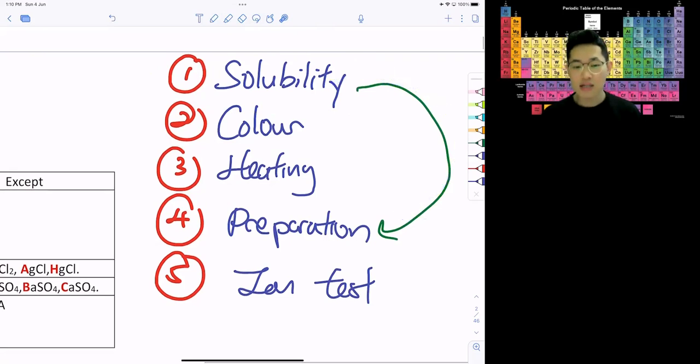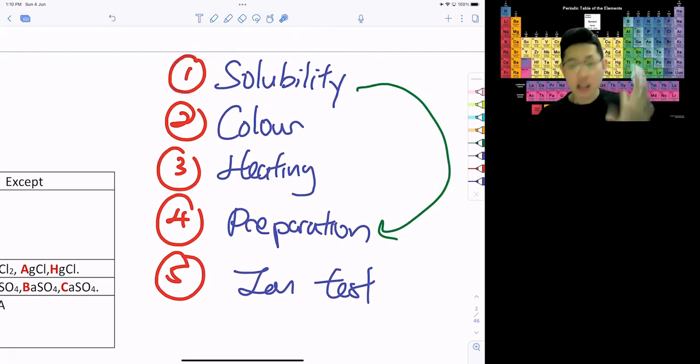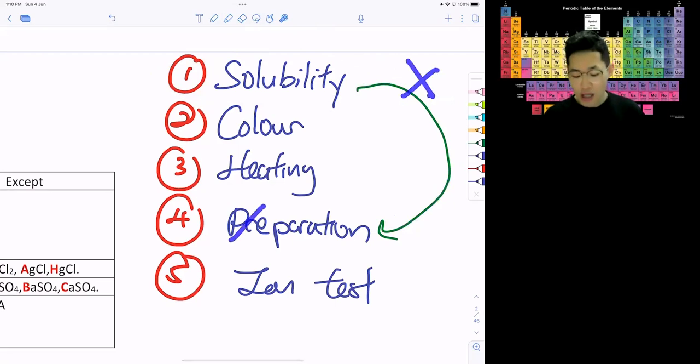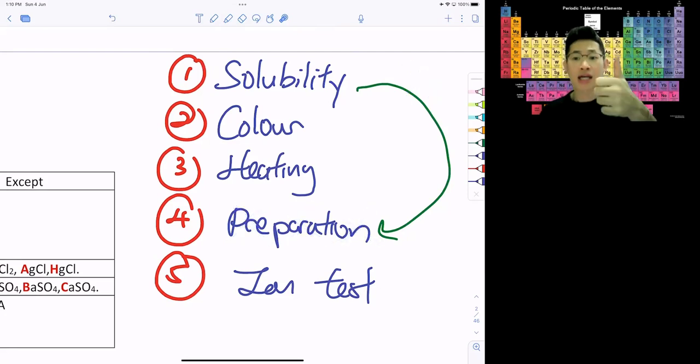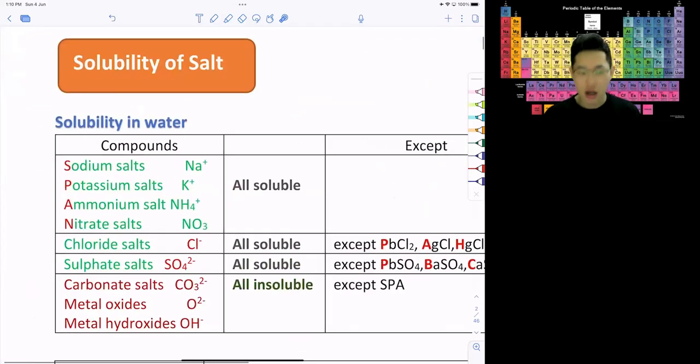Solubility is very important for preparation of salt. So you must know how to do solubility in order to do the preparation of salt later. If you can't do this part, there's no way you can do preparation of salt. And usually preparation of salt comes with a lot of bugs. Let's see the first one, solubility of salt.